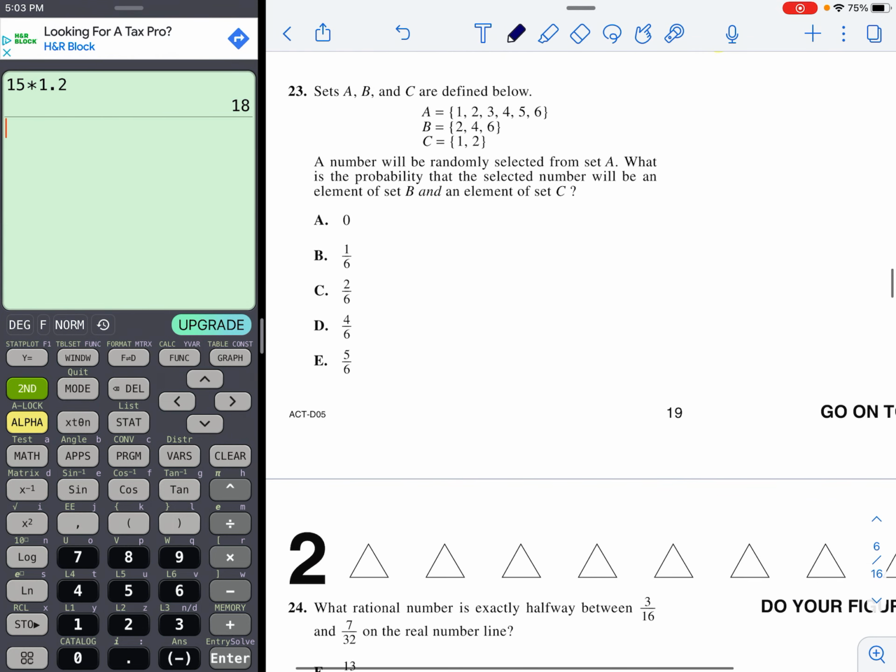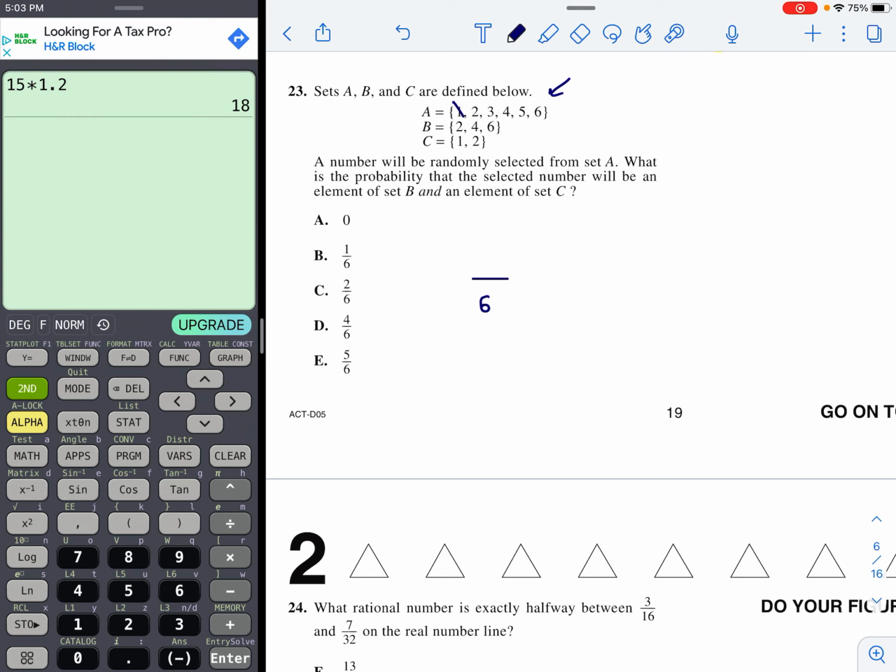Sets A, B, and C are defined below. What is the probability that a number is randomly selected from set A? What is the probability that that number will be an element of set B and of set C? Well, there's 6 numbers in A, and we just have to count how many of them this is true for.